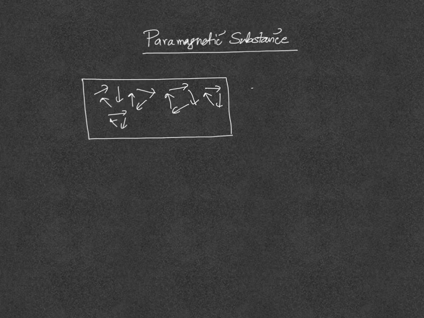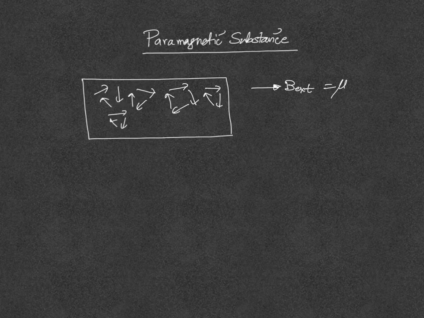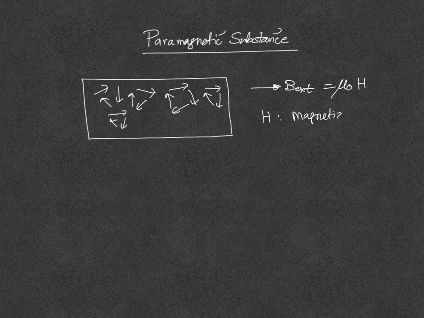Now here if you apply an external magnetic field, rather this B external, which was equal to mu 0 into H. Remember that? H is the intensity of the magnetizing field, or we call it the magnetizing field intensity.